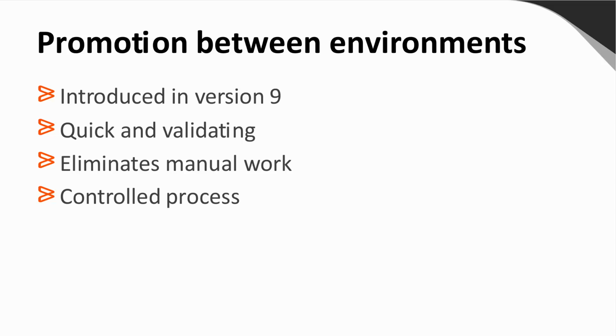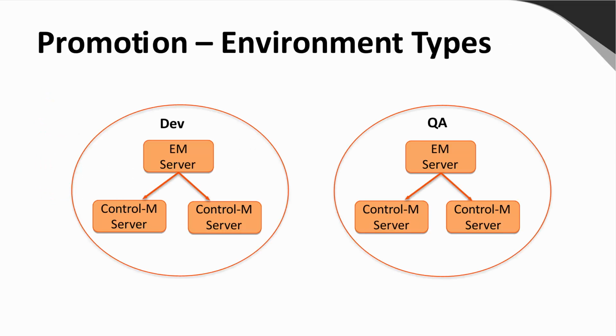Let's talk now about the environment types. There are three environment types which reflect these options. So the first option is to have the source and the destination in separate Control M enterprise managers. This option will move a workflow from one Control M enterprise manager to another Control M enterprise manager, where each one has its own data center. This is the environment type we will demonstrate later.